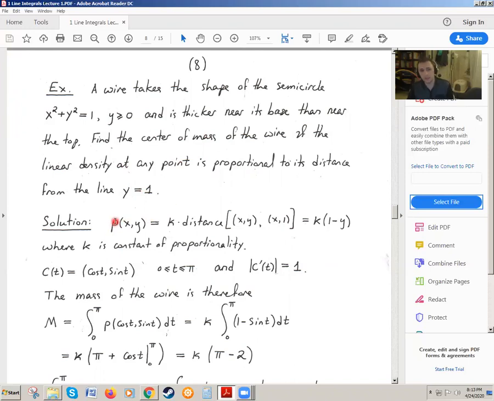So here is how we proceed. The density function is the distance between the given point (x, y) and the point (x, 1). That distance is clearly 1 minus y, because we're dealing with a unit circle, so we can assume that y is less than or equal to 1. And k here is just a constant of proportionality.